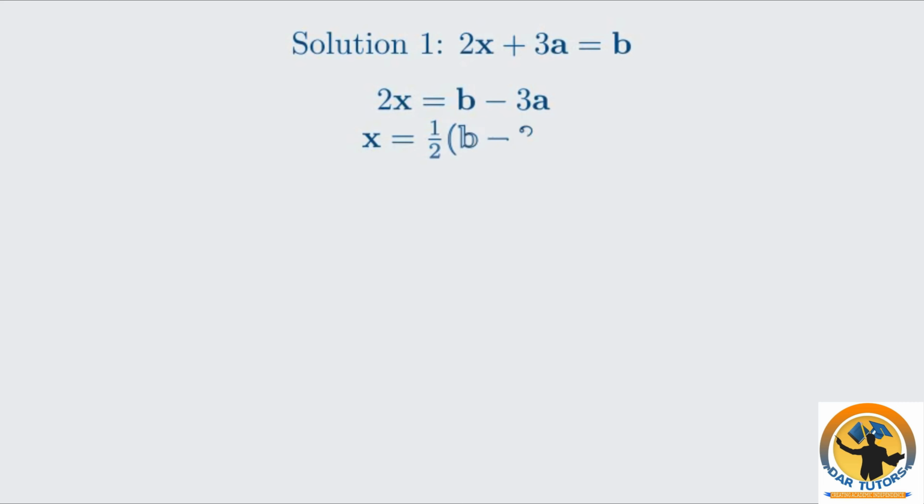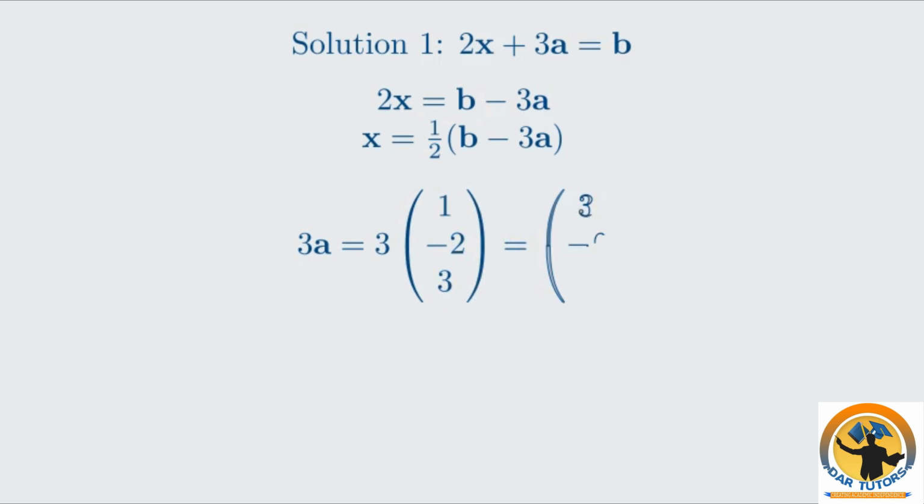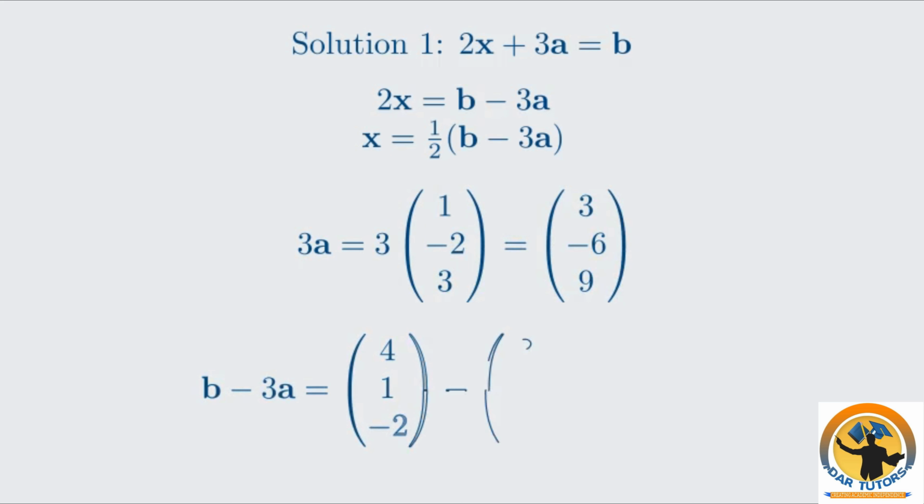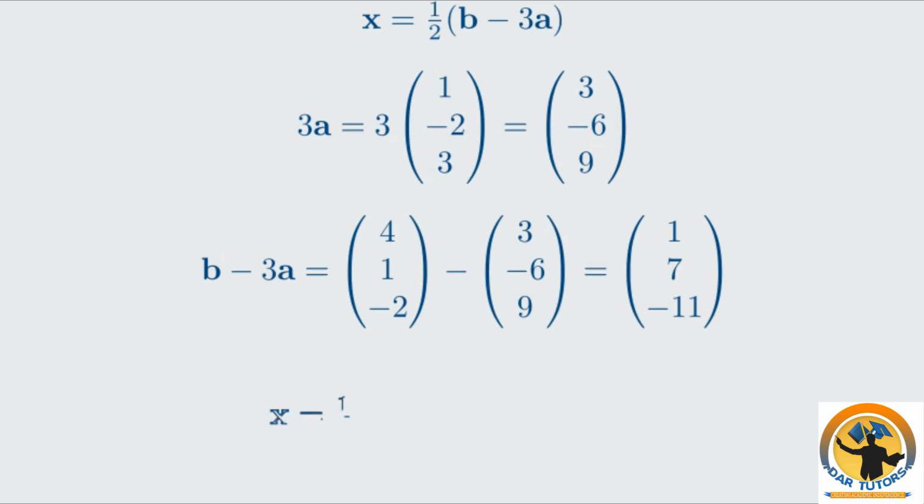Welcome back. Let's go through the solutions. For question 1, we need to solve 2x plus 3a equals b. Rearranging for x, we get x equals 1/2 times the quantity (b minus 3a). First, we calculate 3a, which is (3, -6, 9). Then, we subtract this from b. (4, 1, -2) minus (3, -6, 9) gives (1, 7, -11). Finally, we multiply by 1/2 to get our answer for x.